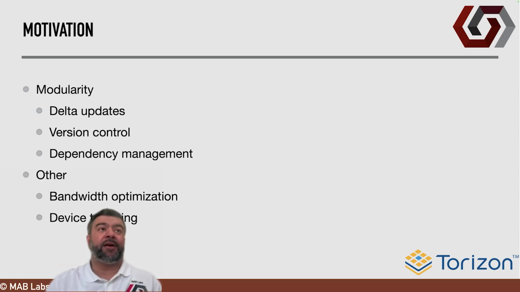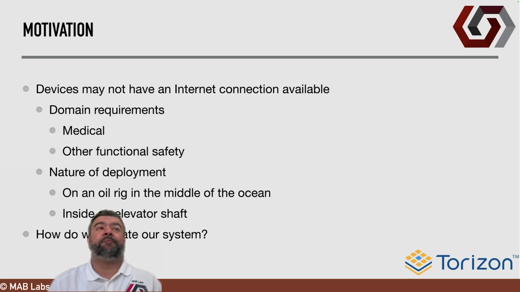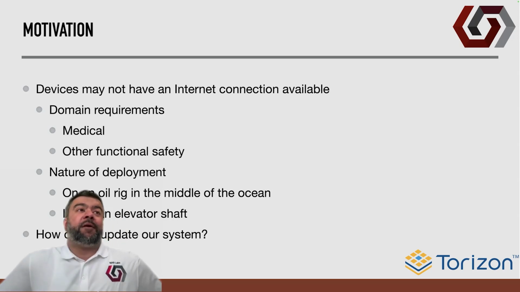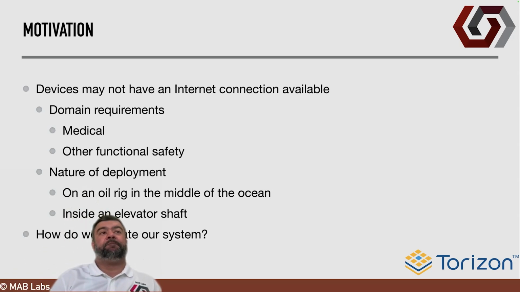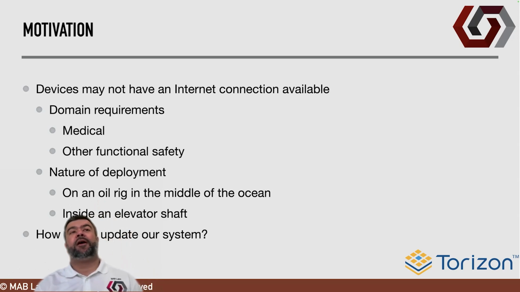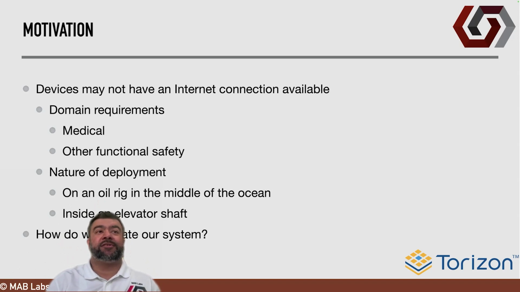And finally, we just talked about OTA updates in general. But what about devices that don't have an internet connection? This can be driven by domain requirements. In a few medical products that I've worked on, they have a strict requirement where there is no Ethernet port. It's physically removed from the device from a hardware point of view, because it's a requirement not to have that during deployment. And there are other functional safety domains where there may be explicit reasons why an internet connection is not made available on the device. So in air gap solutions, for example, there's an explicit requirement where an internet connection is not available.